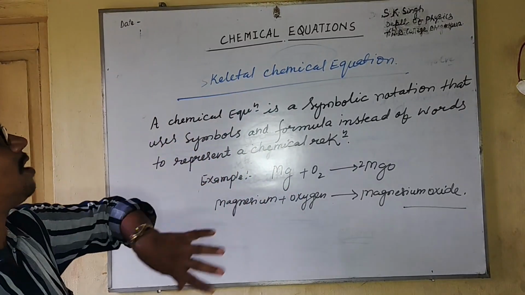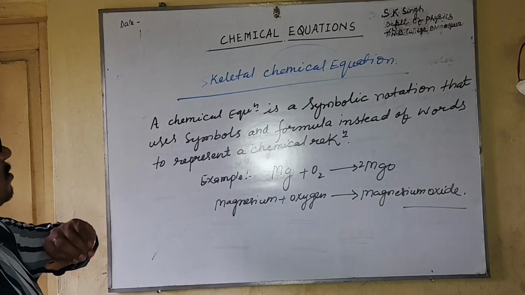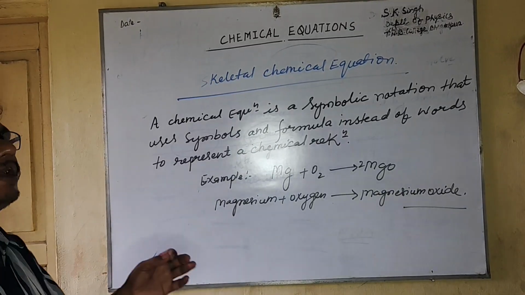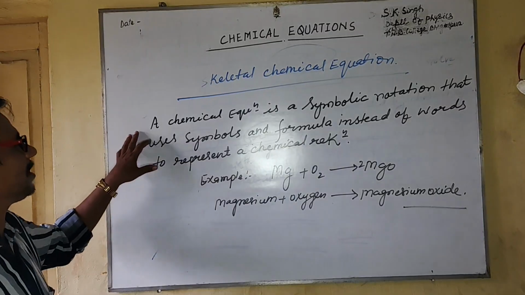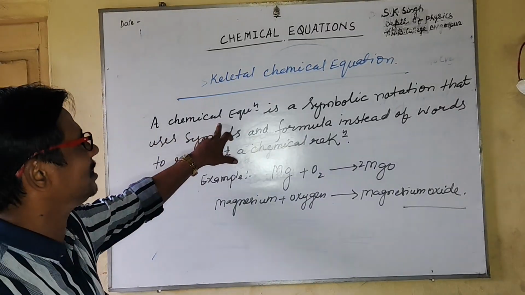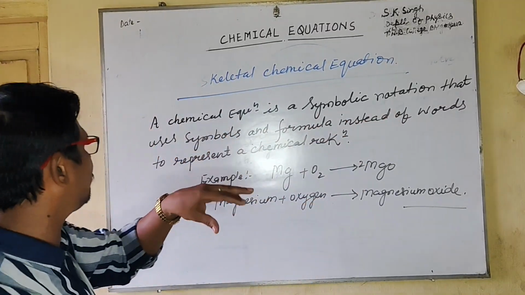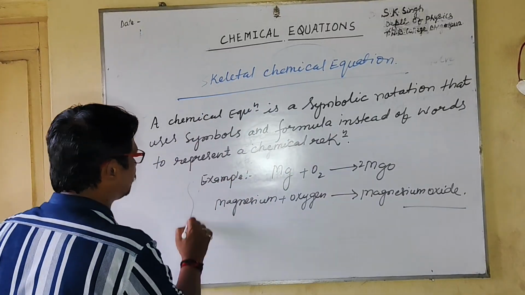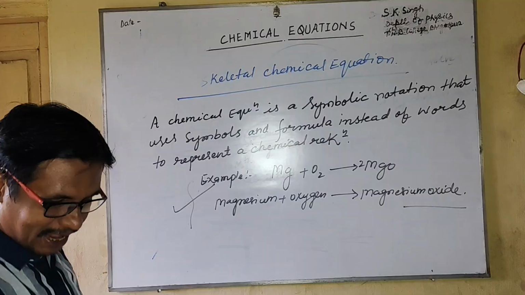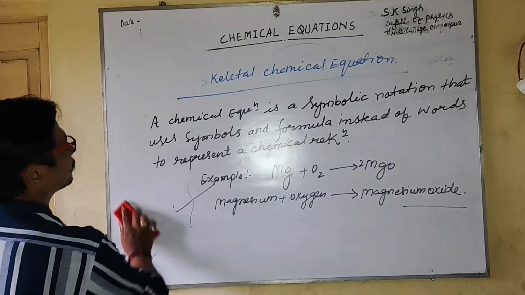Whenever you are asked about the skeletal chemical equation, you may write the same definition as for the chemical equation. But in my point of view, you can write like this: a skeletal chemical equation is a symbolic notation that uses symbols or formulas instead of words, and you should also write the example. Next is the balanced chemical equation.